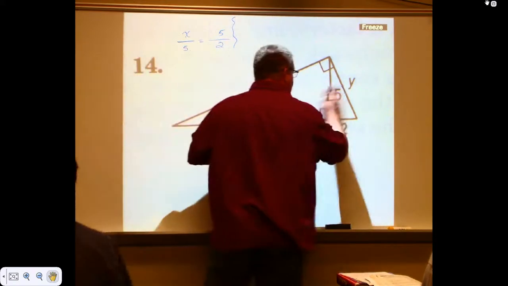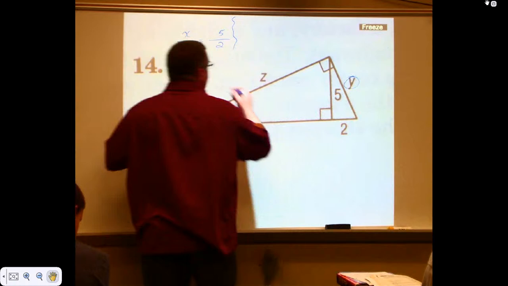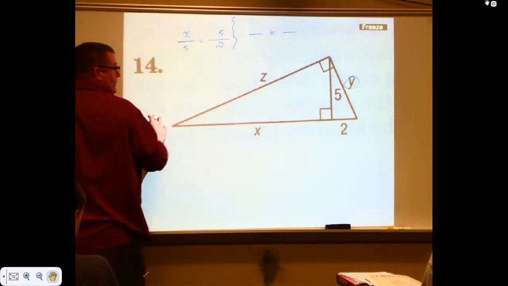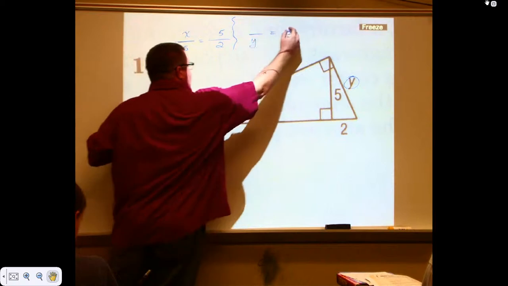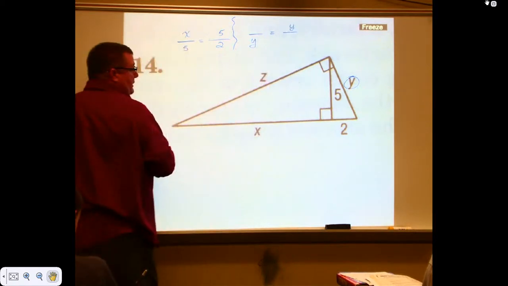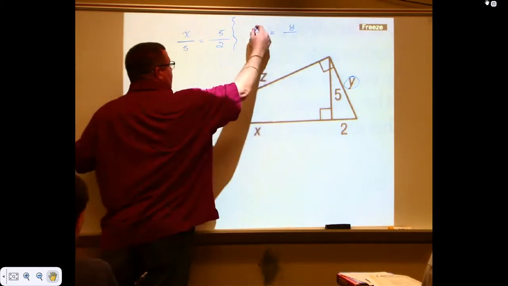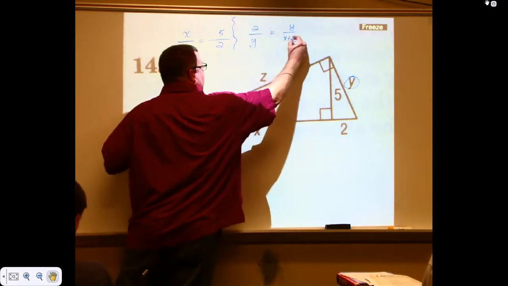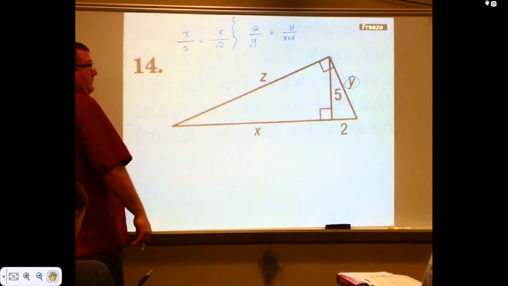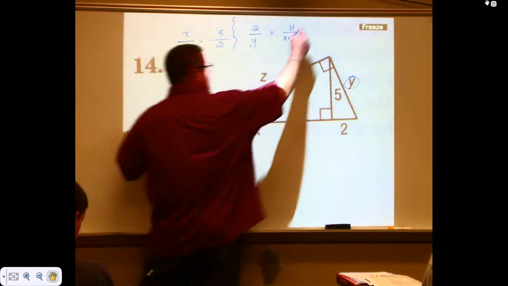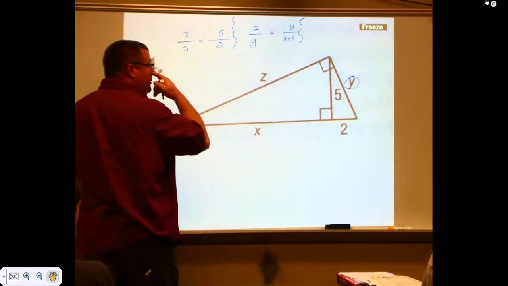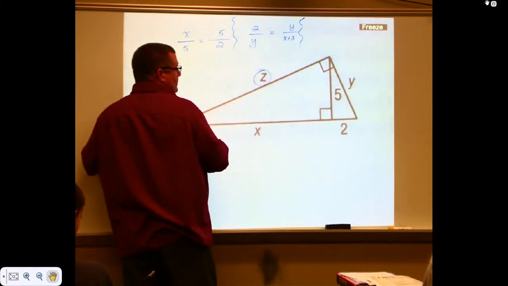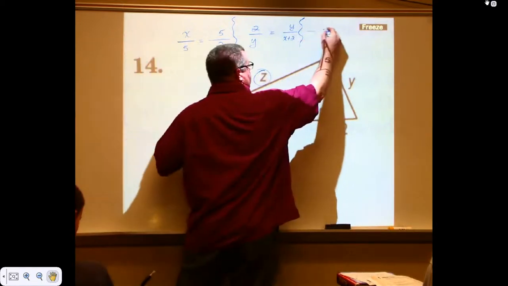Now, let's make y. So if y is our geometric mean, it's the one that goes up here twice, and what are the two extremes? The one on its side, which is 2, and then the whole thing, which would be x plus 2. Would you guys agree? The other proportion I could write would be this one, where z is my geometric mean.